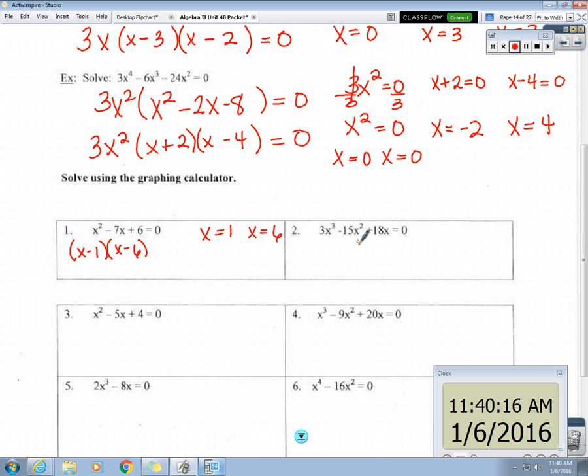Okay, so on your own, you're going to do the rest of this page. But for right now, we need to go to the back. Okay, so this will be on your own time.